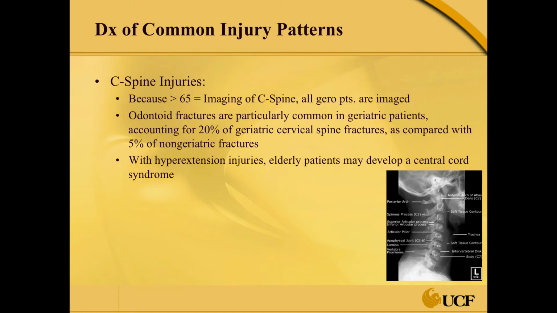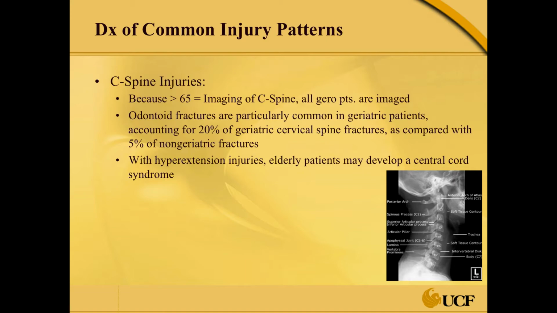C-spine injuries. Because patients in this population are greater than age 65, they all get a CT C-spine. Odontoid fractures are particularly common in your gero folks, about 20% of all gero C-spine fractures compared to just 5% in your non-geros. And in order to assess an odontoid fracture, you need to get what's called a transodontoid view. I'm sure I've got some images of that when we get there, but basically those images are taken through the mouth. So the patient has to actually open his or her mouth to get those films.